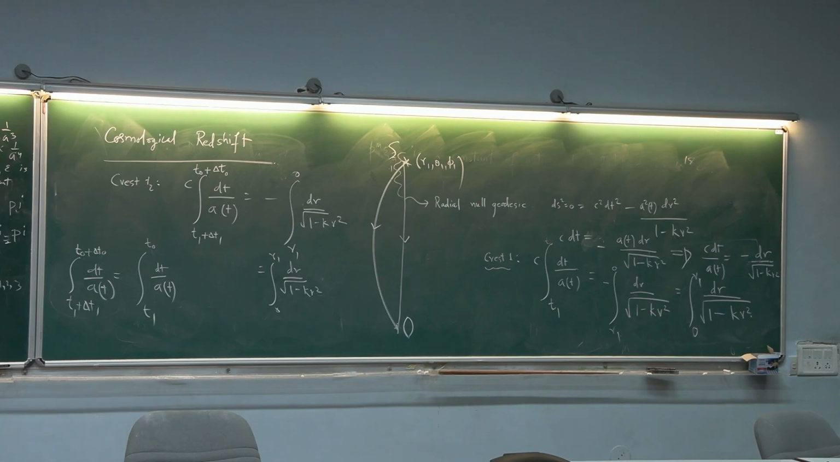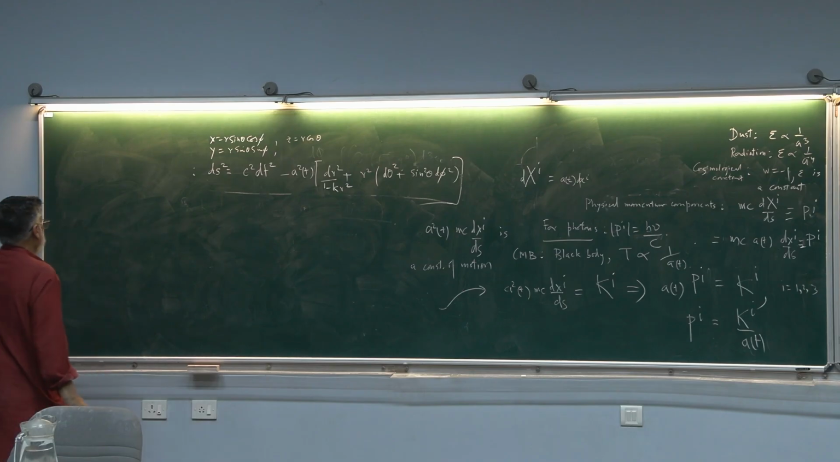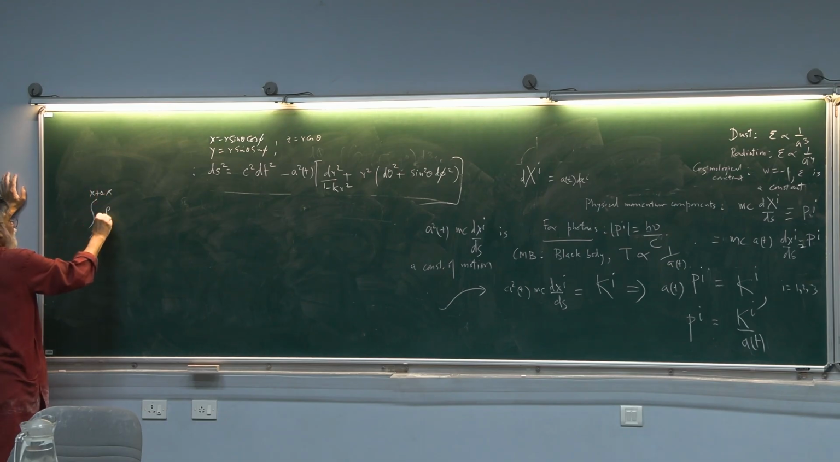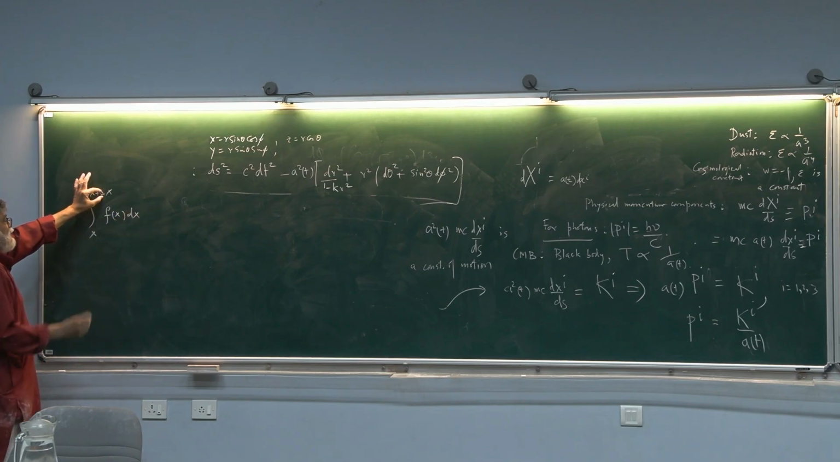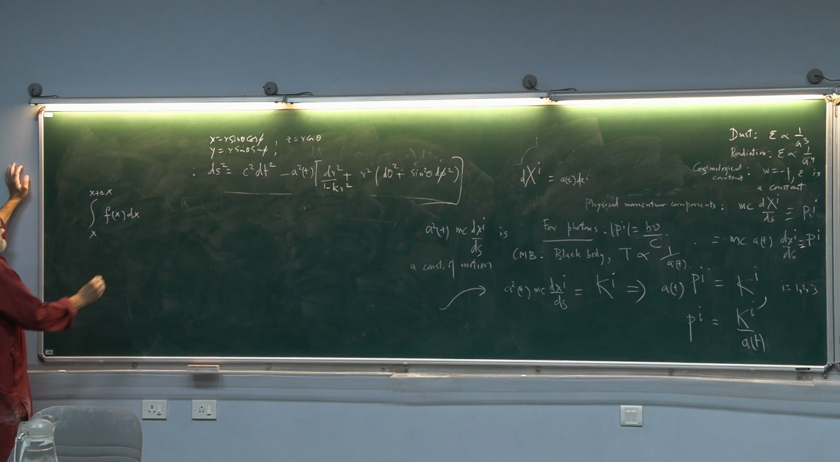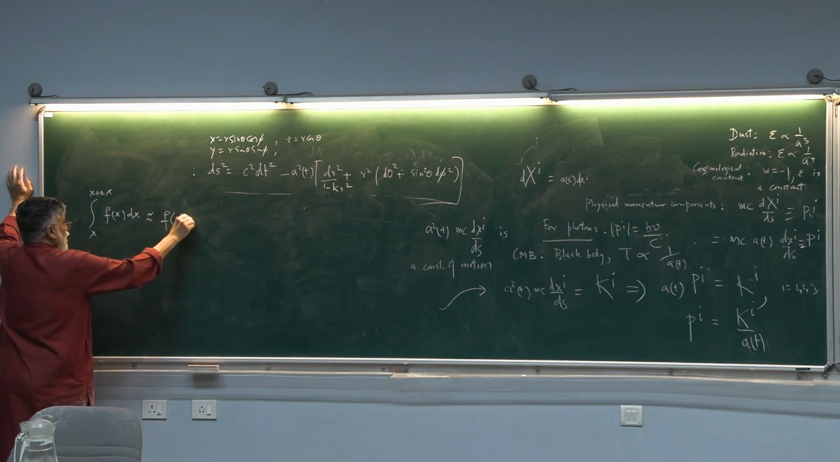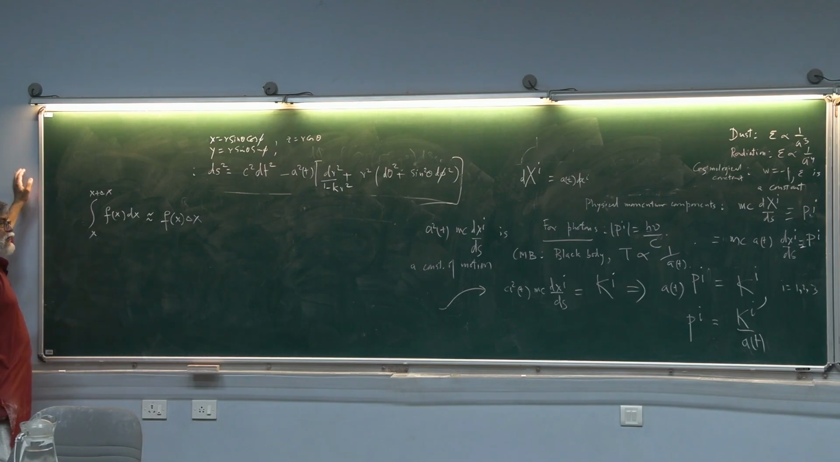And it's very simple to find out the relation between delta t0 and delta t1. Why? Because delta t0 and delta t1 are small quantities. We all know from our calculus days when we learned integration, that the integral from x to x plus delta x of f of x dx, when delta x is infinitesimally small compared to x, is nothing but f of x delta x. That is what I am going to use now.